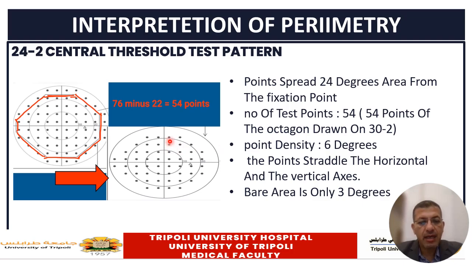The other criteria are the same as 30-2. That is, we have 2 points straddling the vertical and horizontal midlines, and they are 6 degrees apart. So this is 24-2. Instead of 76 points, it became 54 points.